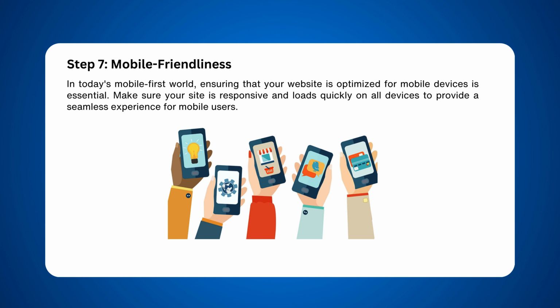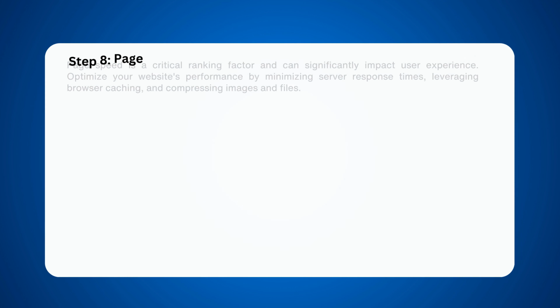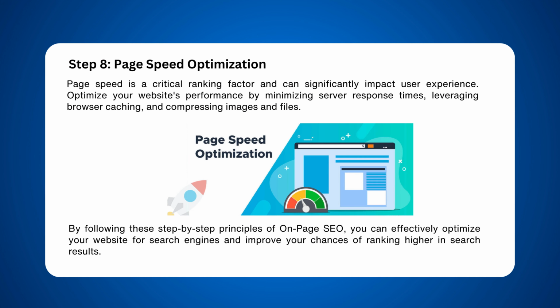Step 7. Mobile friendliness. In today's mobile first world, ensuring that your website is optimized for mobile devices is essential. Make sure your site is responsive and loads quickly on all devices to provide a seamless experience for all mobile users.